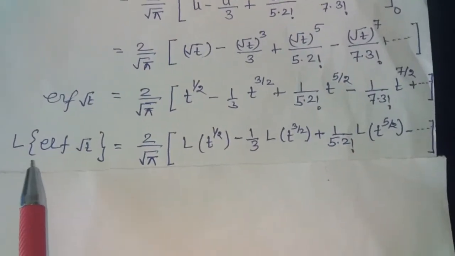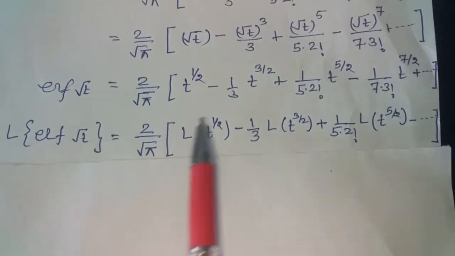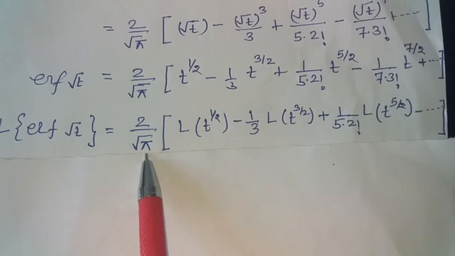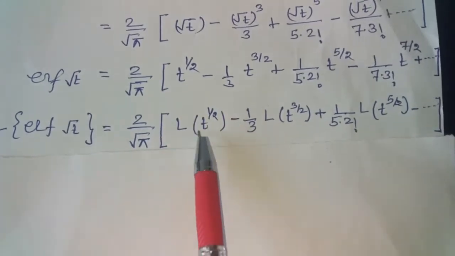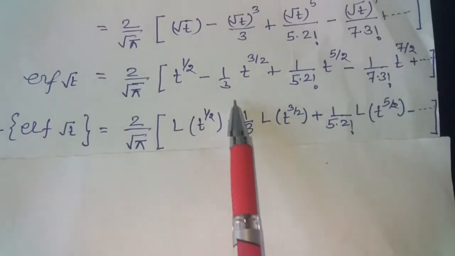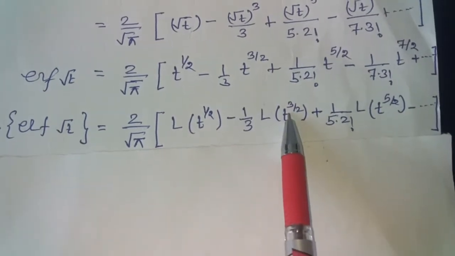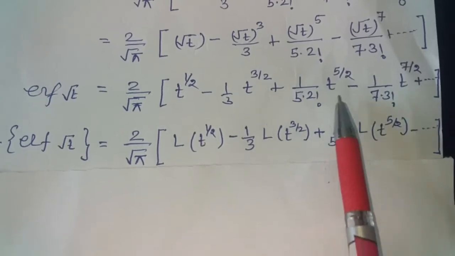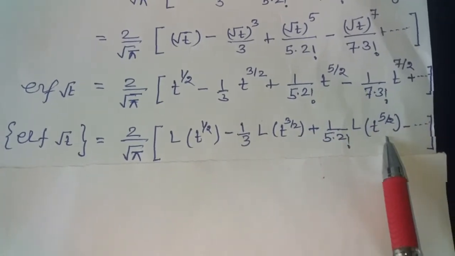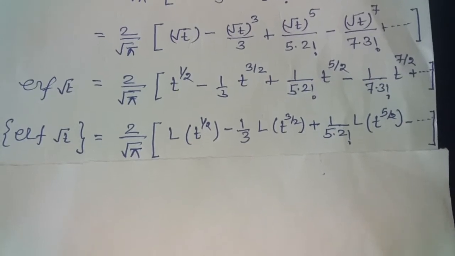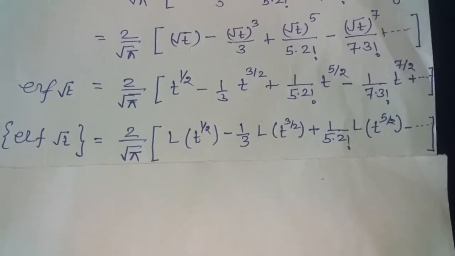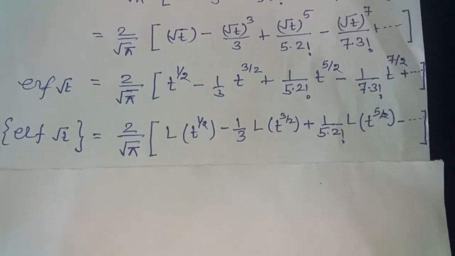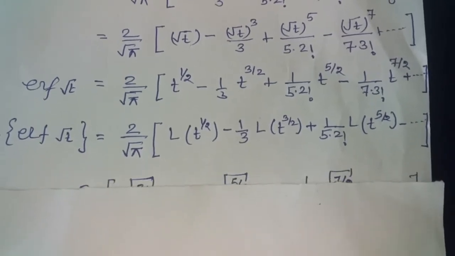So the Laplace transform of error function root t, and here we also apply the linear property of Laplace transform. We get 2 upon root pi constant, Laplace transform of t power half minus 1 by 3 Laplace transform of t power 3 by 2 plus 1 upon 5 into 2 factorial Laplace transform of t power 5 by 2 minus and so on. Now using the formula that Laplace transform of t power n is gamma n plus 1 upon s power n plus 1.